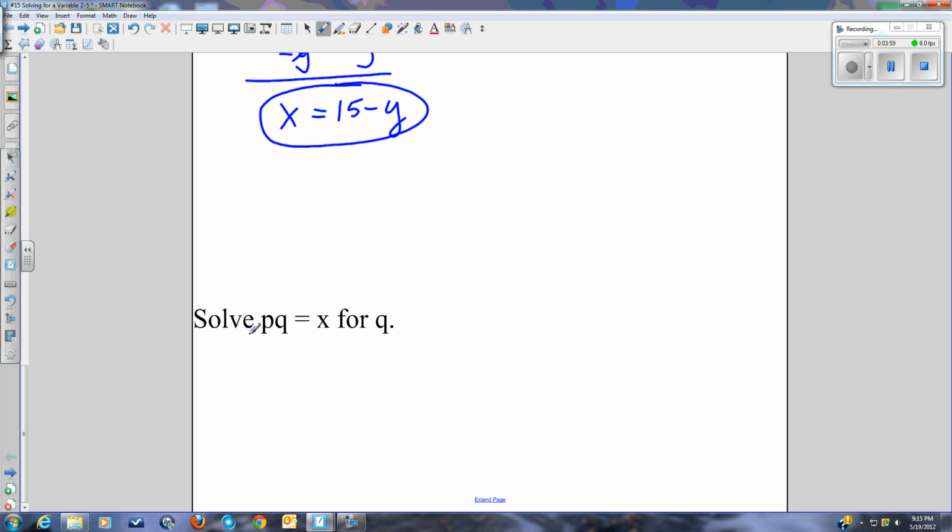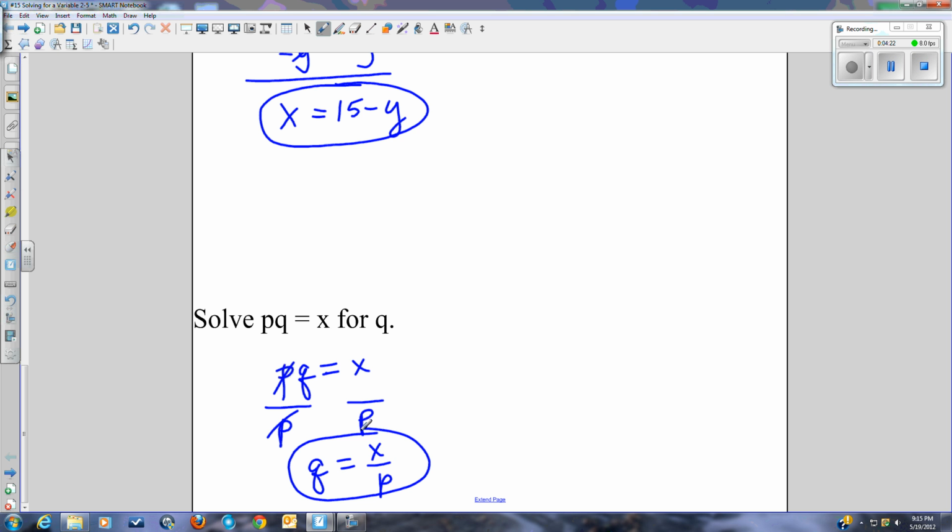That's what I expect you're going to have. Now let's say I ask you to solve PQ equals X for Q. We want to get Q by itself. The Q is being multiplied by P, so we're going to do the opposite and divide each side by P. The P's on the left cancel, and you have Q equals X over P. Just leave your answer like that. You cannot divide P into X. We don't know what they are. We don't know enough about them to do that. So just leave the answer as it is.